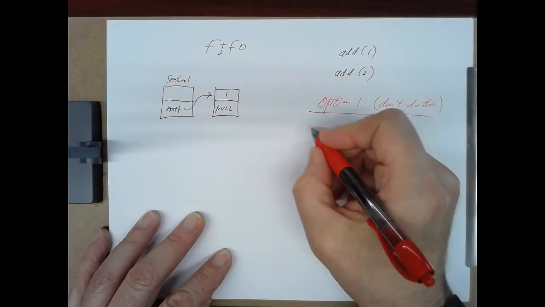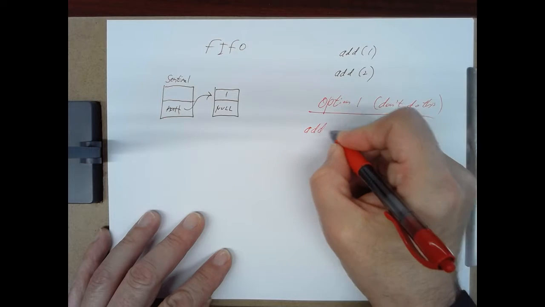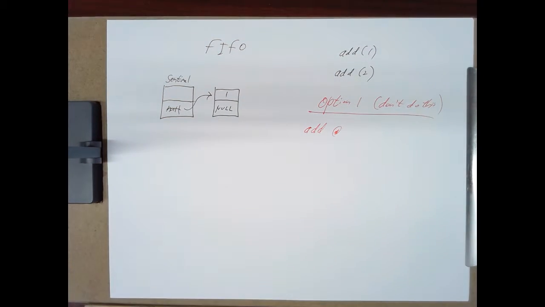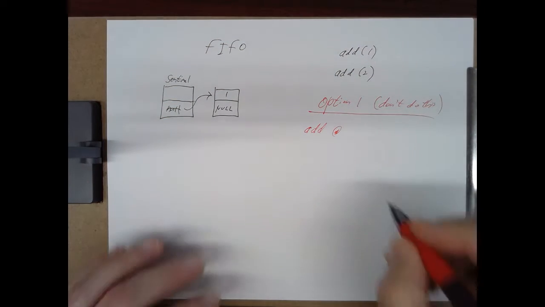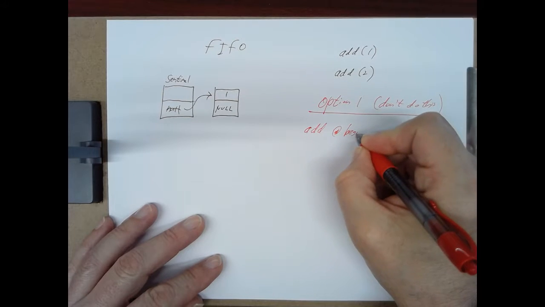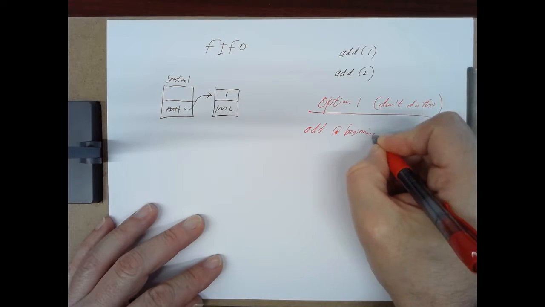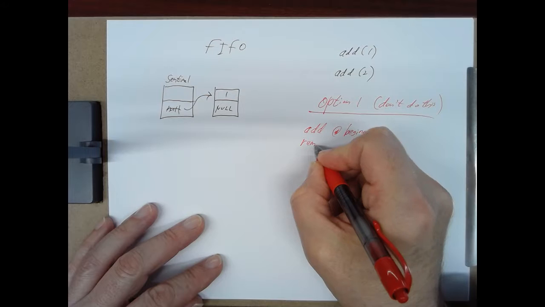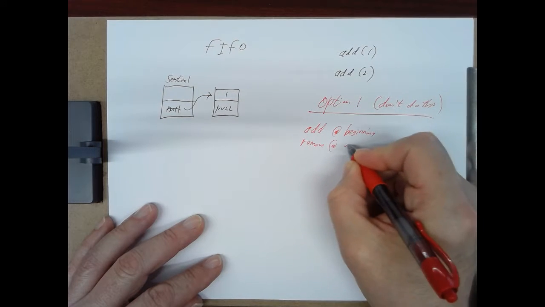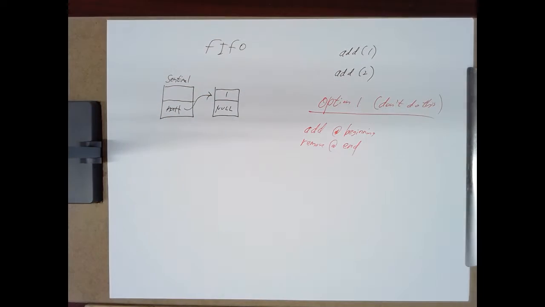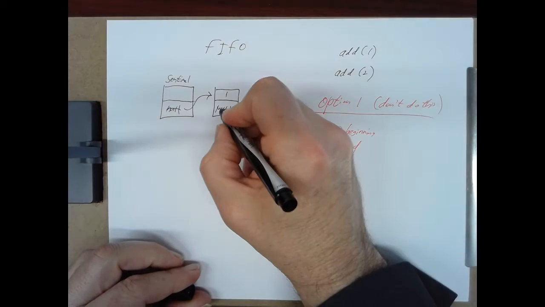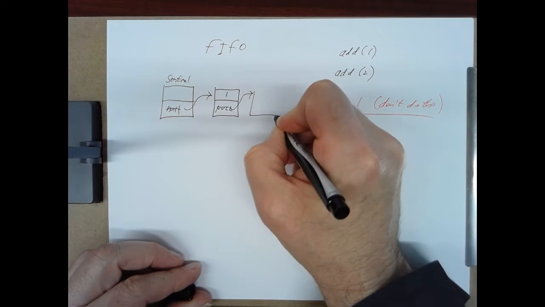So let me see if I can get these right first try. So option 1 will be to add at the beginning and remove at the end, where I'm talking about the beginning and end of the actual list. So this is the beginning, and let's add some nodes.